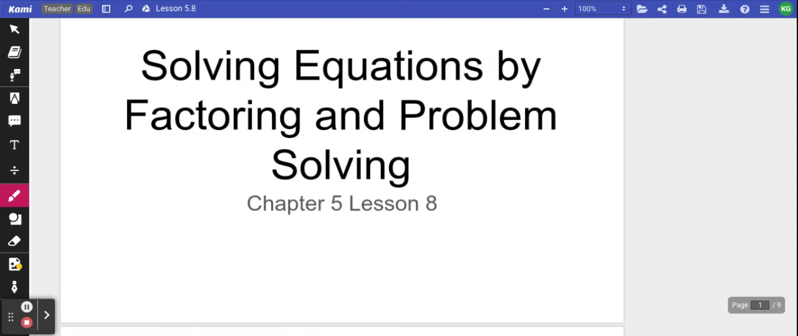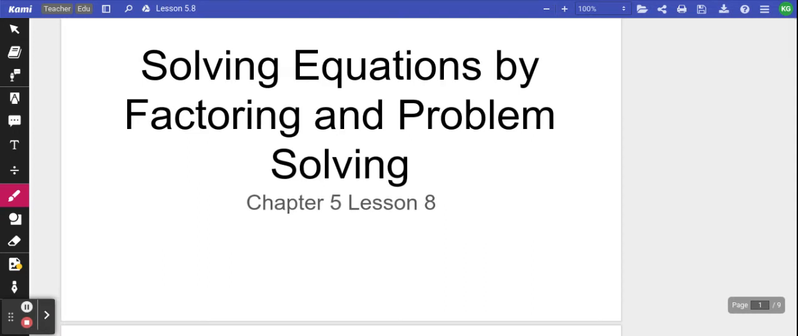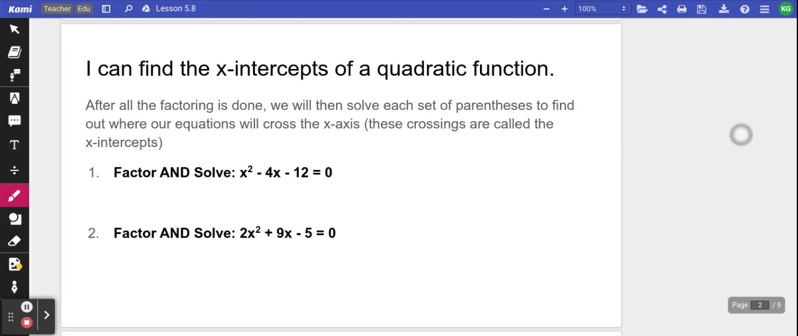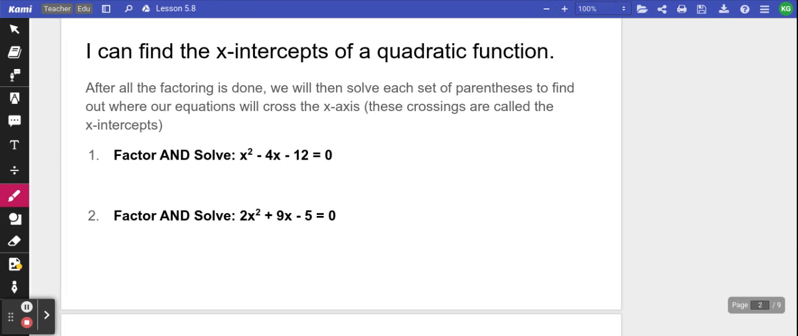Chapter 5, Lesson 8, Solving Equations by Factoring and Problem Solving. After factoring is done, what we have created is a way to solve for the x-intercepts of our quadratic function.